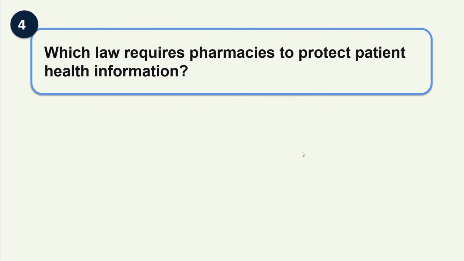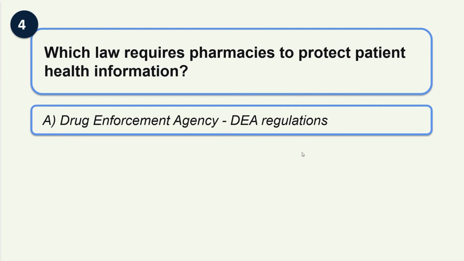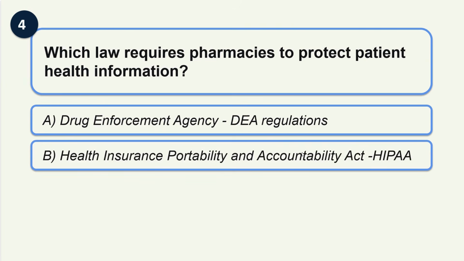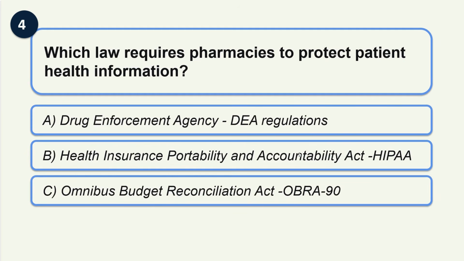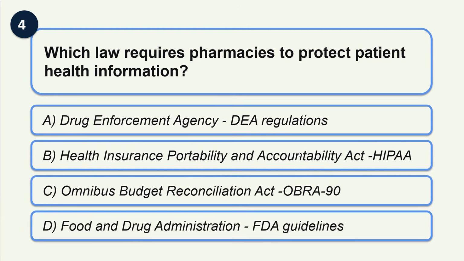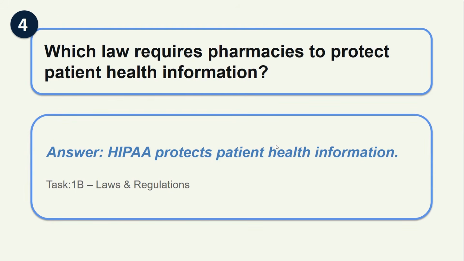Next, which law requires pharmacies to protect patient health information? A. Drug Enforcement Agency DEA regulations. B. Health Insurance Portability and Accountability Act, HIPAA. C. Omnibus Budget Reconciliation Act. D. Food and Drug Administration guidelines. The correct answer is the Health Insurance Portability and Accountability Act. In short, HIPAA is required for protecting patient health information.